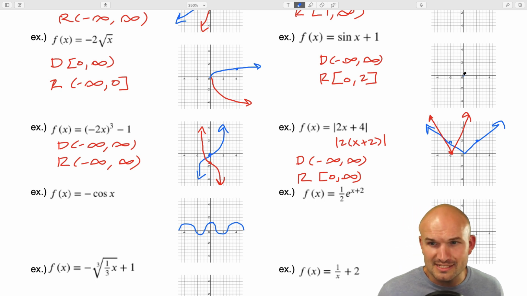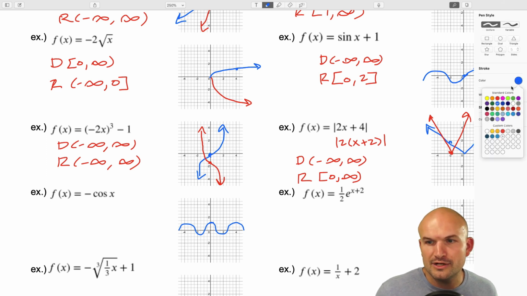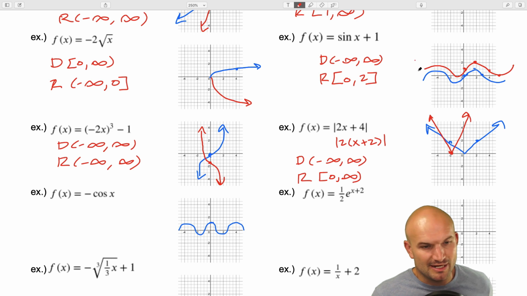Sine function looks like this. Nothing is changing with my sine function. But the graph, if you recall, is from there to there. So when I shift it up 1, then you're going to get this red graph. That's going to look like here. So it's the same. The values are not changing for my domain and range, but I drew the wrong graph.